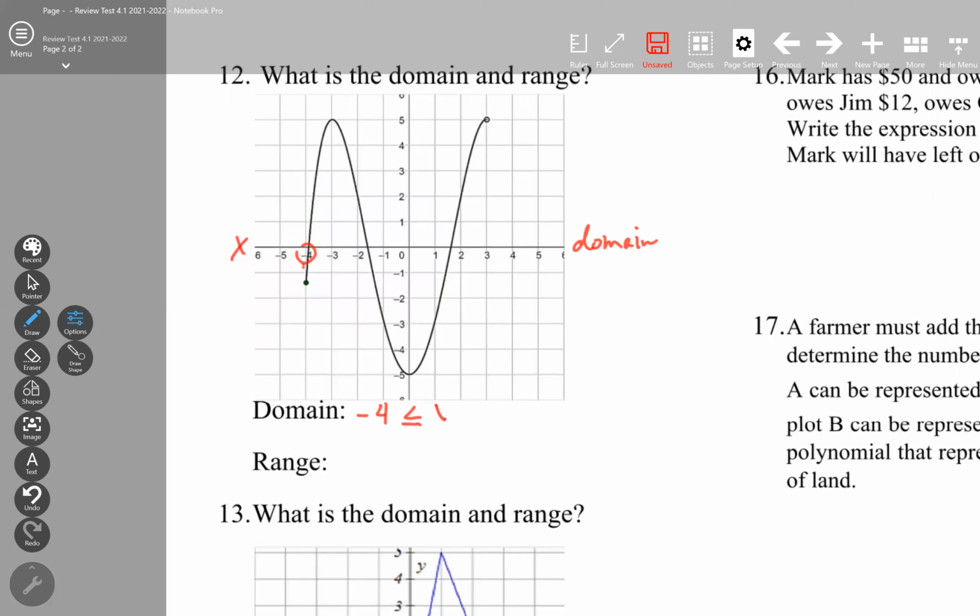Then you put the letter x, okay? And for domain, you always go left to right, okay? So the number on the left is the x value farthest to the left. And then less than or equal to because we had a closed circle. Now we keep going, we look at our graph. Okay, we're keeping going to the right, farthest to the right. Oh, right here. This is my farthest right point here.